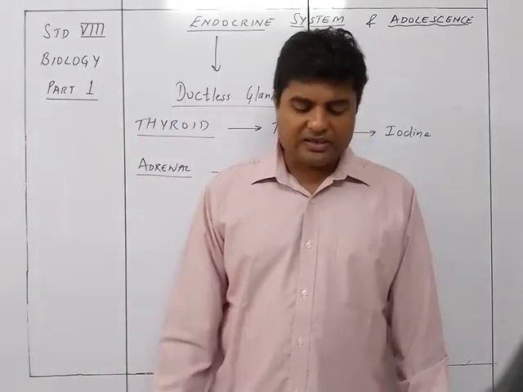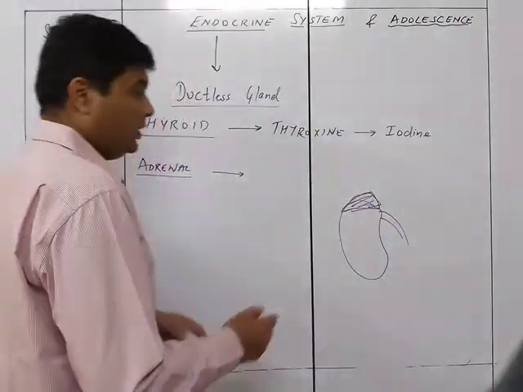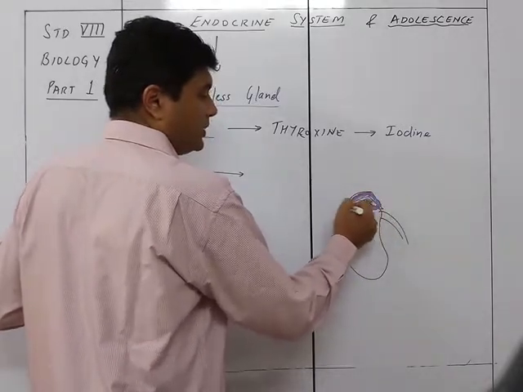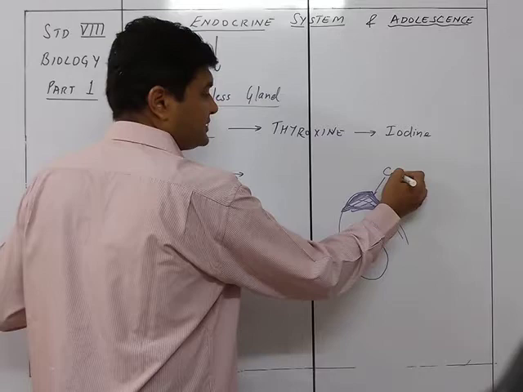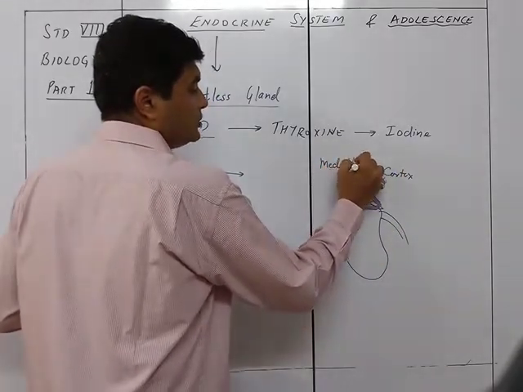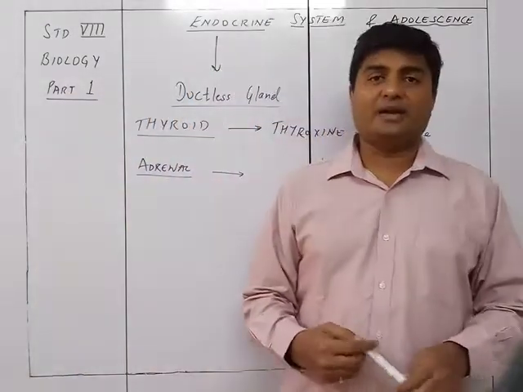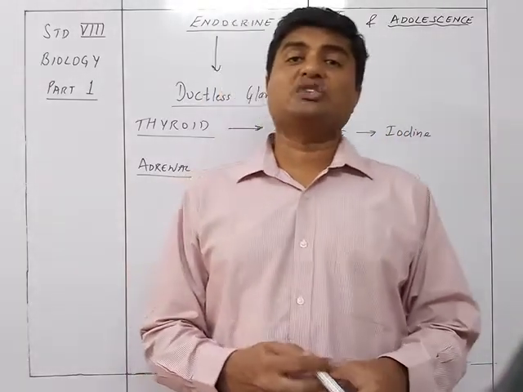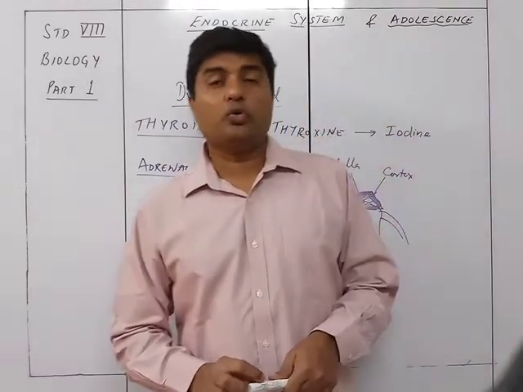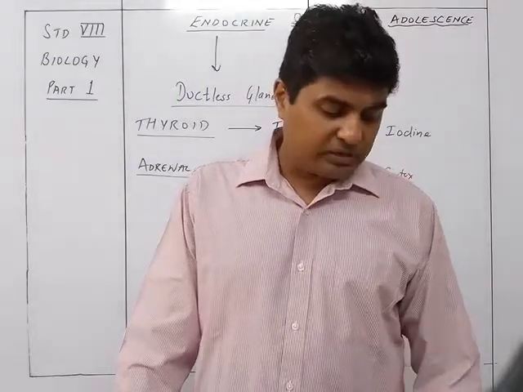Each adrenal gland consists of two parts, the central medulla and the peripheral cortex. So the outer part over here, if I shade it like this, the shaded part is called the outer cortex, and the inner part is called the central medulla. The medulla and the cortex are the two regions of the adrenal gland which produce different kinds of hormones.